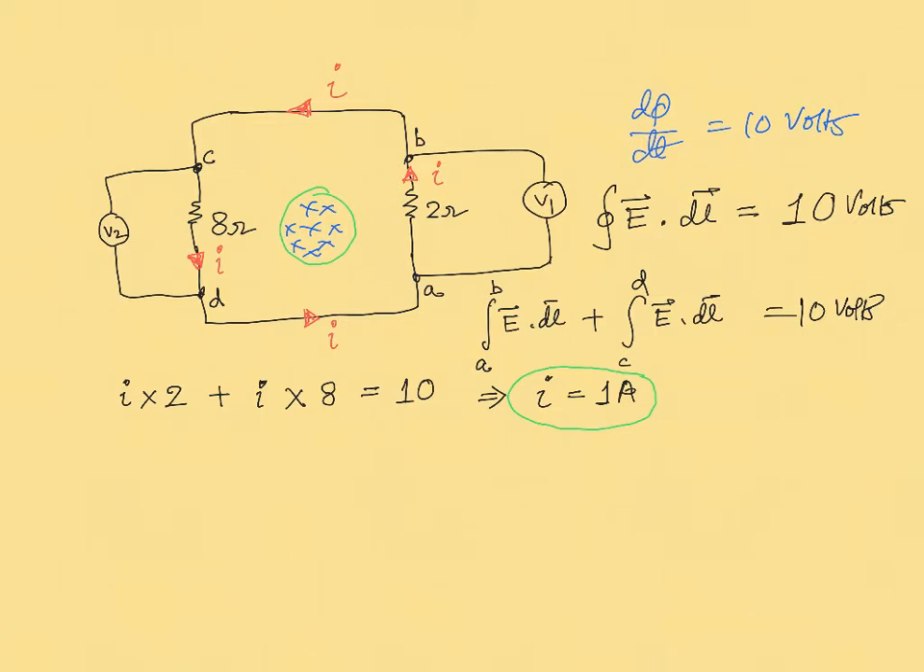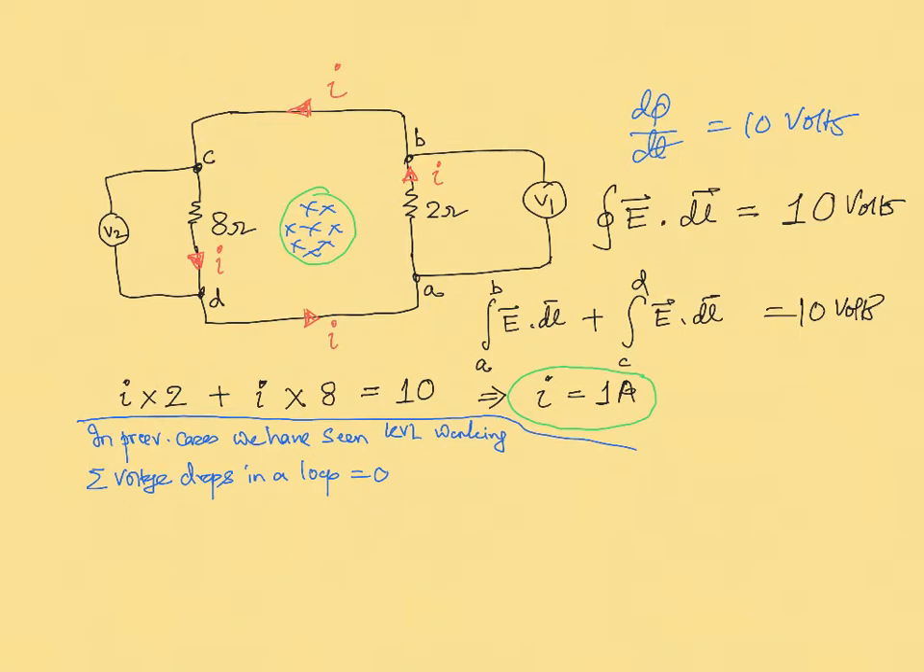Now we have never seen such a circuit, because in the previous cases we have seen KVL working. KVL means the sum of the voltage drops or the voltage gains in a closed loop is equal to 0. So the sigma of voltage drops in a loop happens to be equal to 0 in the previous cases we have dealt with, but this is not that case.